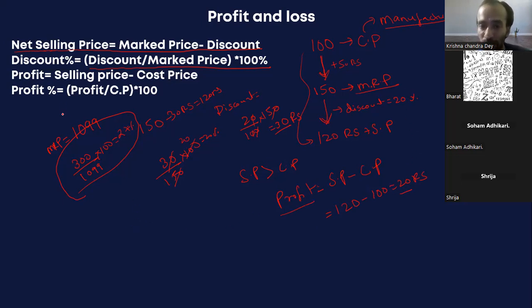So profit percentage will always be calculated on cost price. So what is my profit percentage here? Profit percentage is profit, which is 20 rupees, by cost price, in this case 100 rupees, into 100, right? So I am earning a profit percentage of 20% also. So profit percentages are always calculated on cost price. I might sell at any price, but profit will be calculated on the cost price because that is the investment I have made to earn this 20 rupees, right?